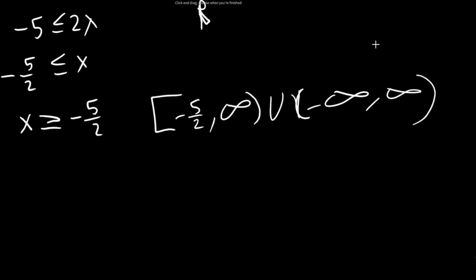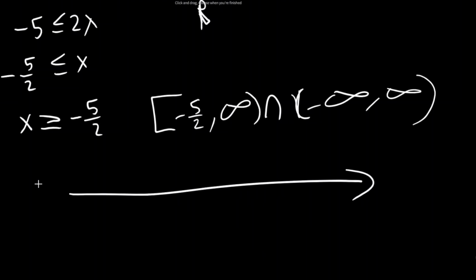So, sorry, it's not the union, it's the intersection. And means intersection. So this is the symbol for intersection. It's just an upside down U. So if we want to intersect these two terms, let's consider what that means. It means you have minus 5 halves.